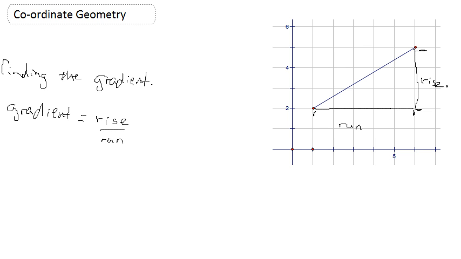Now, of course, if my graph was going in a downward way, so if my graph was going down like that, my rise would be negative, but my run is still going to be positive. So that's going to give me my negative gradient. Okay, so it's important that we remember that if my graph comes down, it's a negative gradient. If it's going up, it's a positive gradient.